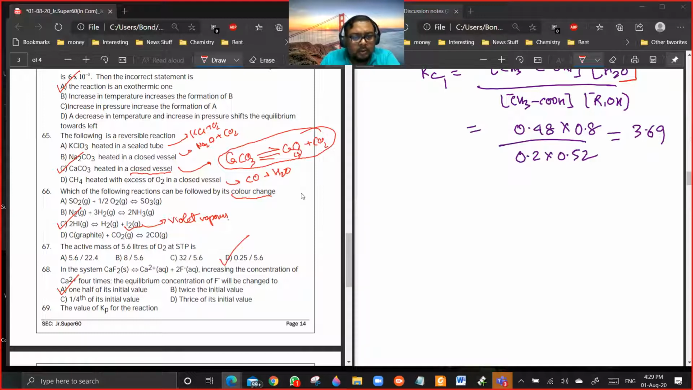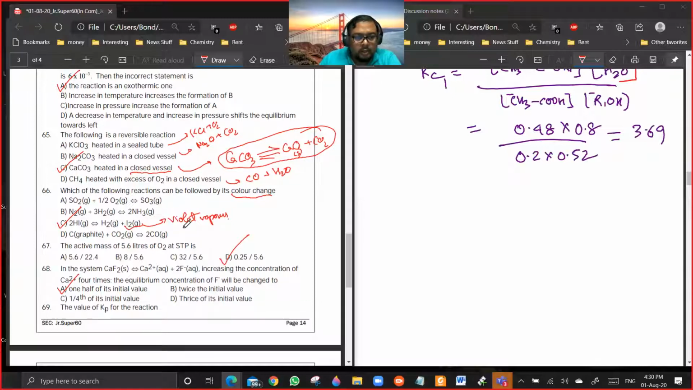So you see, colors you will be getting as you go through this course. You cannot mug it all up. A lot of colors you will be getting in salt analysis and all those things. So after this, 66, 68. So let us see 68.